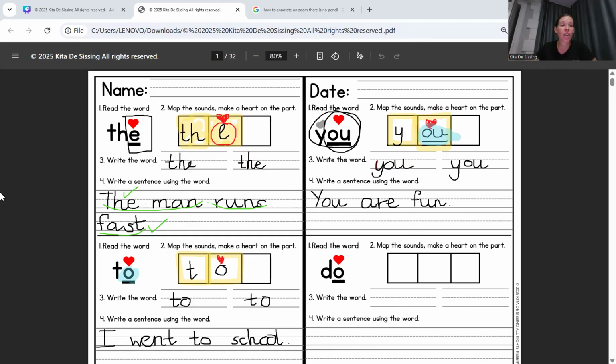Now we're going to take our highlighter and we are going to easily map the sounds of "do" because we've already done "to" and it follows the exact same pattern. Great. We might even have a rule here. So let's say do, d, oo. Two sounds. Highlight the d, highlight the block for oo. Okay, right, d, oo. Okie dokie.